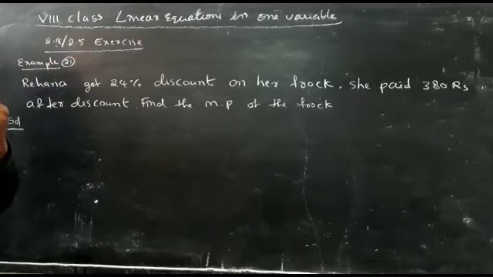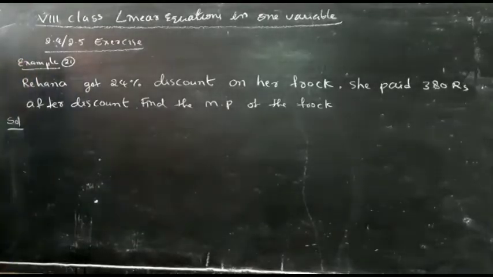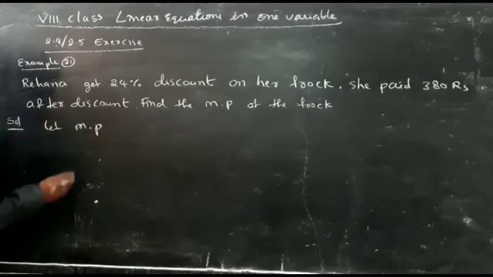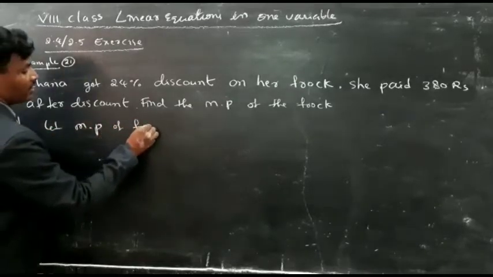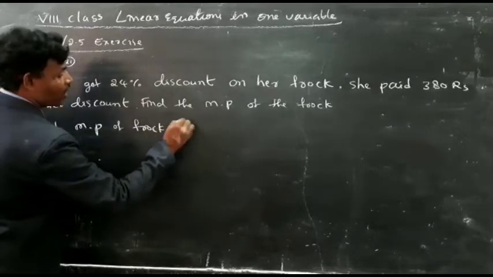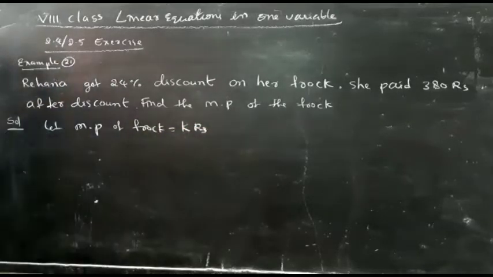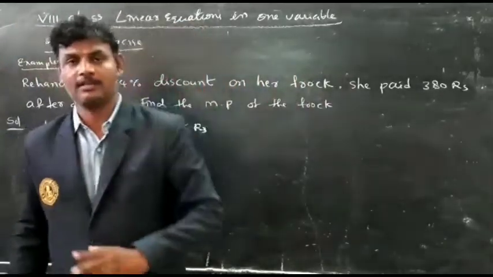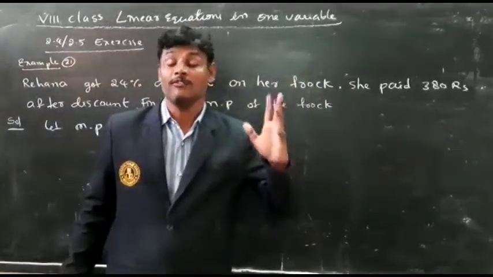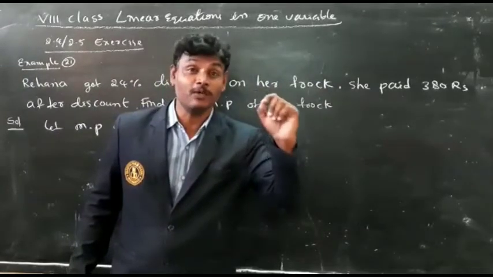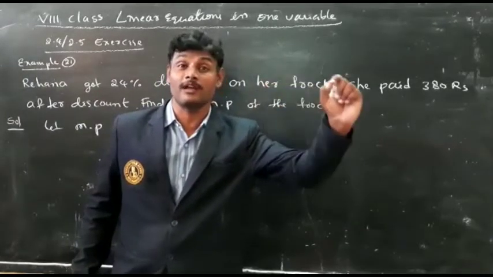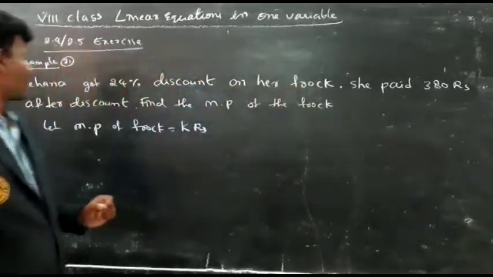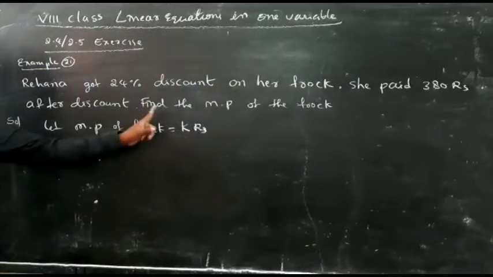It means I don't know the price of the frock. Let the market price (MP) of the frock be equal to K rupees. See here, Rehana went to one shop to buy a frock. So what did she get? She got a 24% discount on the frock. After the discount, she paid 380 rupees. Let the market price of the frock be K rupees.